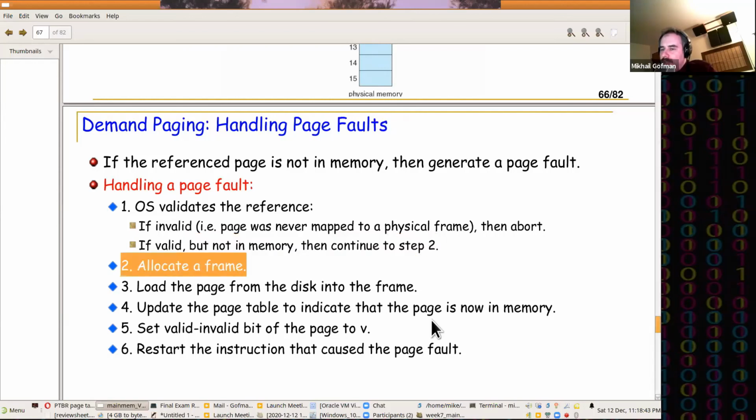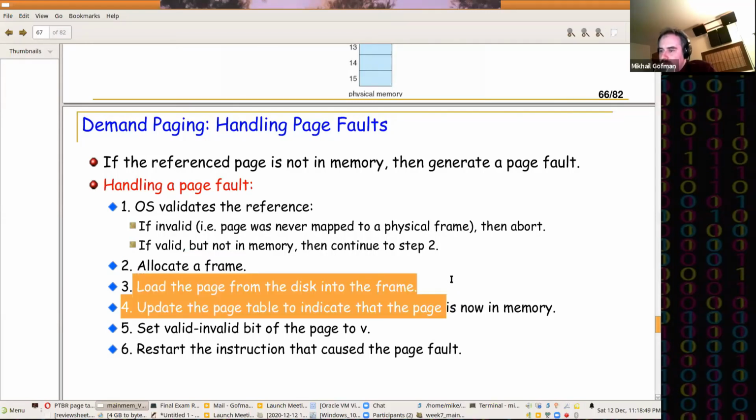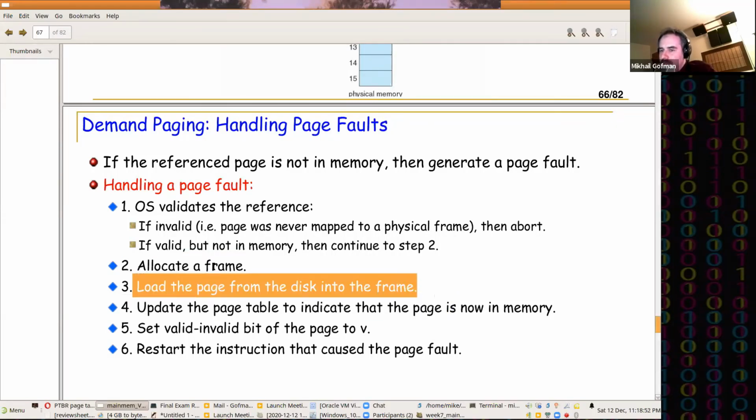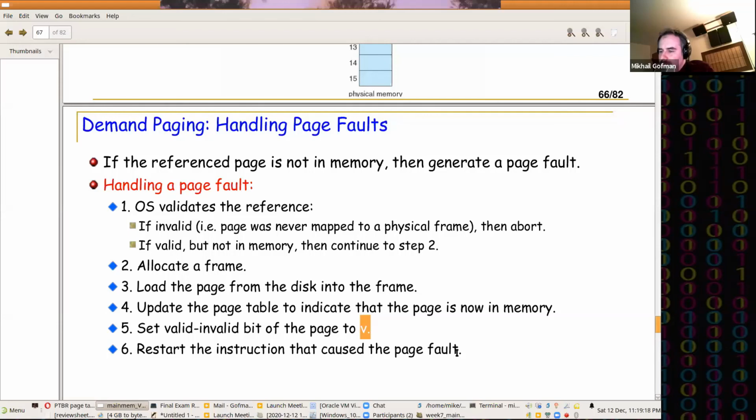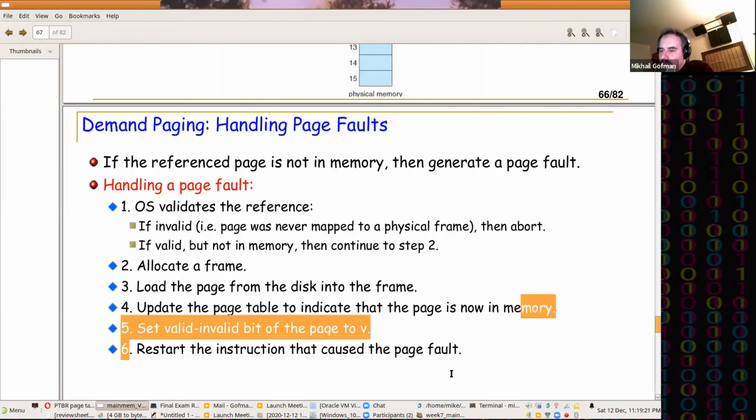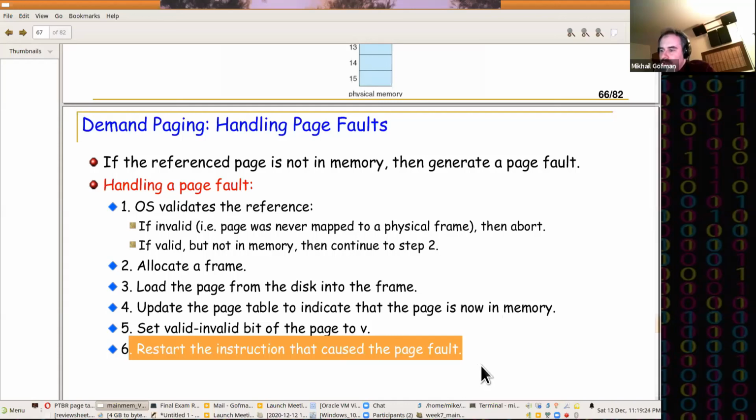We will allocate a physical frame in the RAM. We will load the contents of the page from the disk into the newly allocated physical frame. We're going to update the page table in order to map the virtual page that generated the page fault to the new physical frame. We're going to update the valid invalid bit of the page table to V. And finally, we're going to restart the instruction that has caused the page fault.